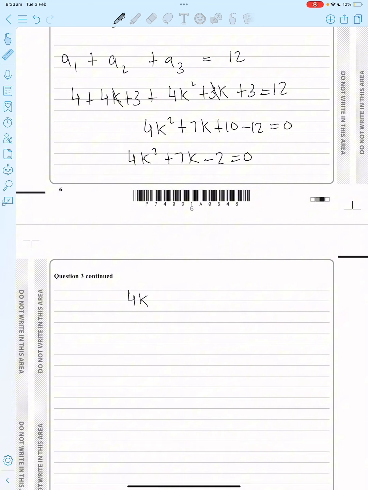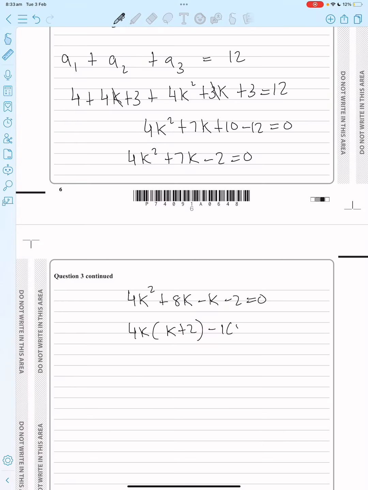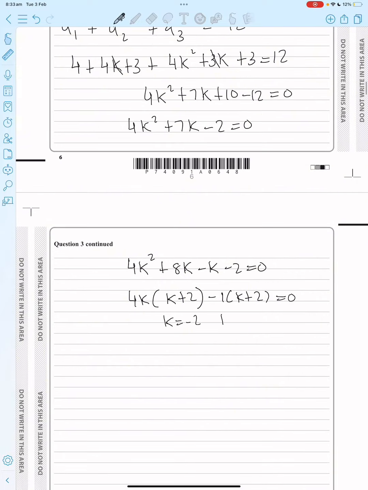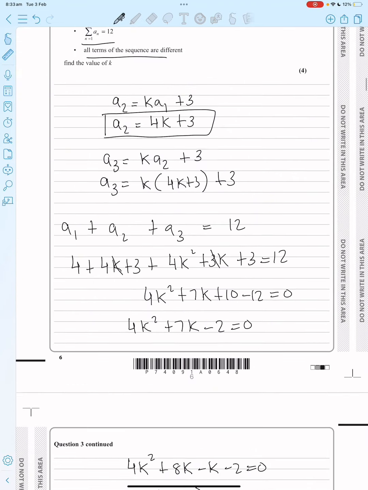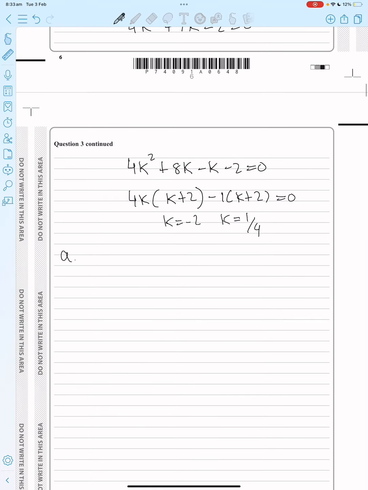So 4k squared plus, I'm going to split the middle term, 8k minus k, minus 2 is equal to 0. 4k times (k plus 2) minus 1 times (k plus 2) is equal to 0. So k is equal to minus 2 and k is equal to 1 over 4.